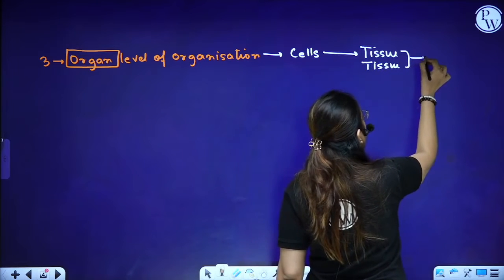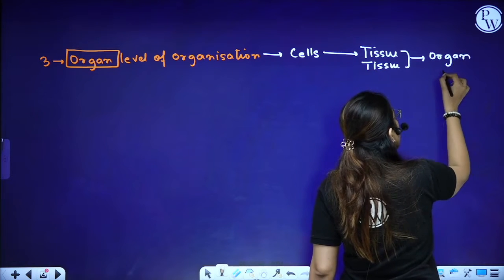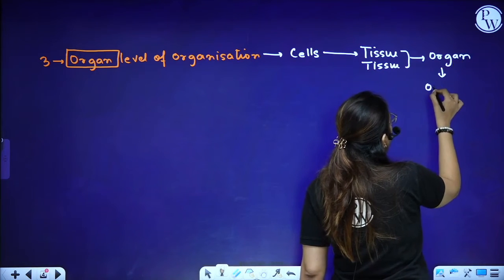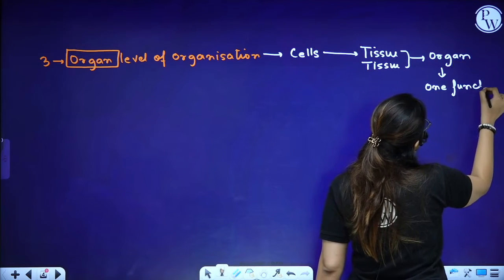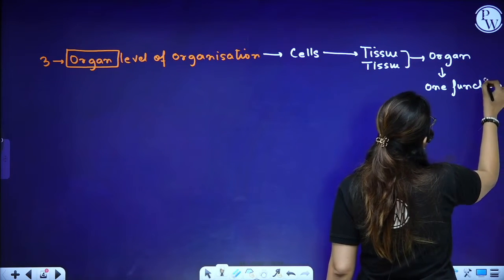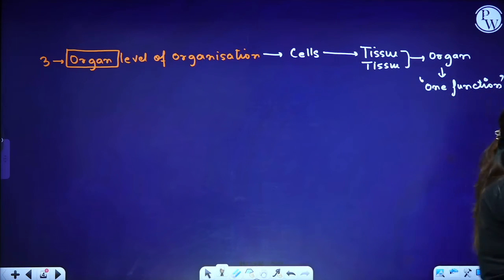What they form is an organ. And this organ is responsible for one function. Clear? Are you getting this point? This is an organ level of organization.